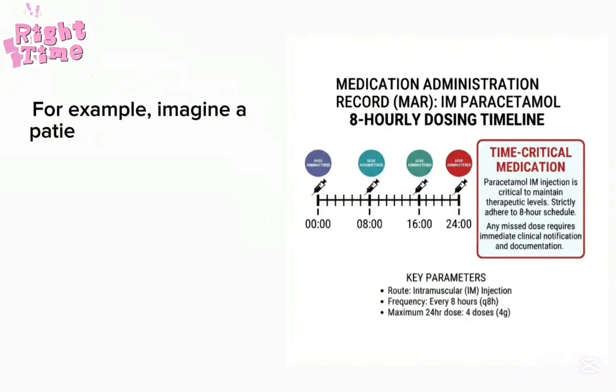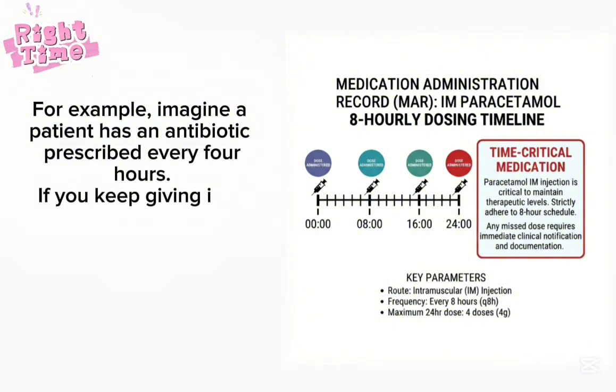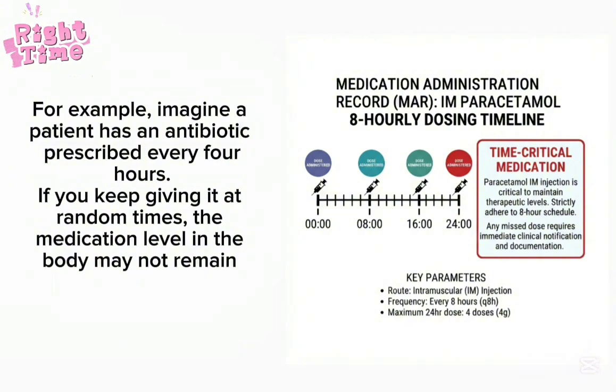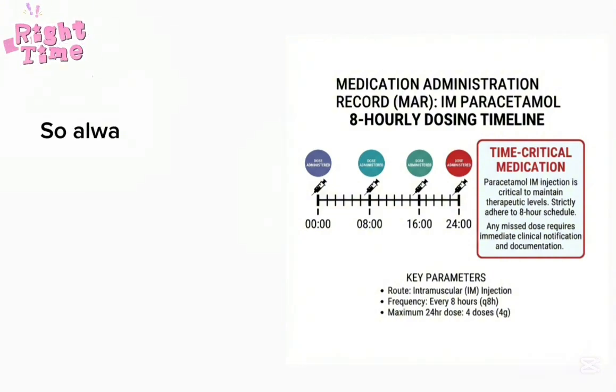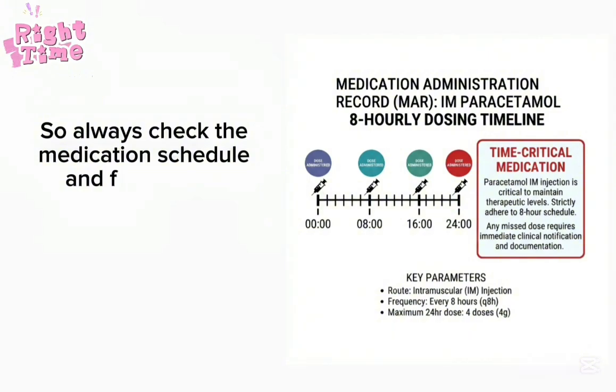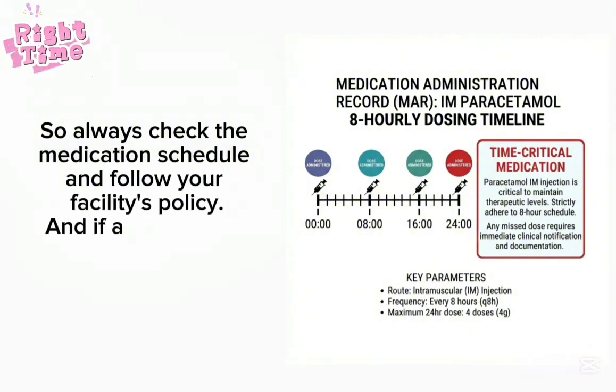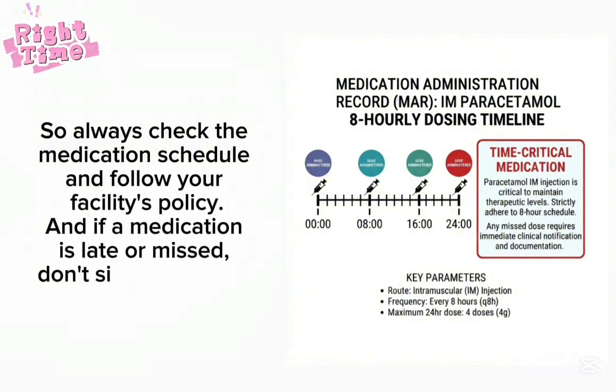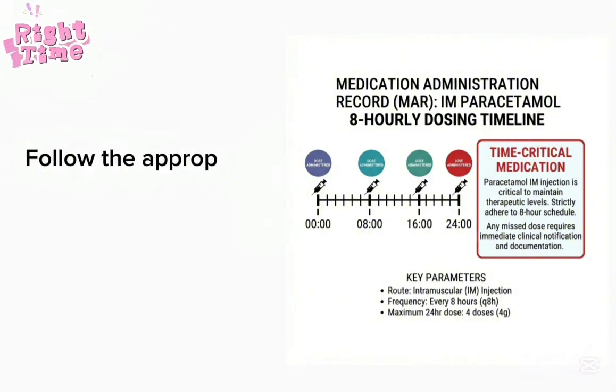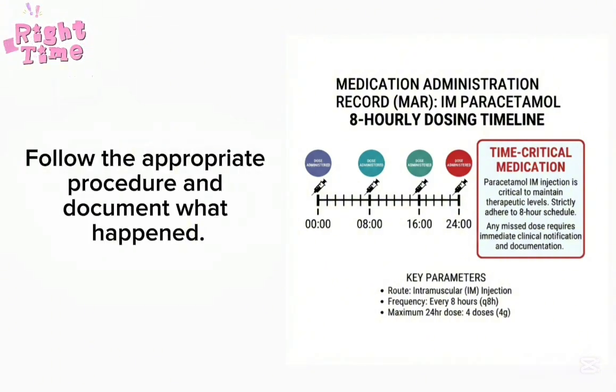For example, imagine a patient has an antibiotic prescribed every 4 hours. If you keep giving it at random times, the medication level in the body may not remain where it needs to be. So always check the patient's medication schedule and follow your facility's policy. And if a medication is late or missed, you should follow the appropriate procedure and document what happened and why it happened.